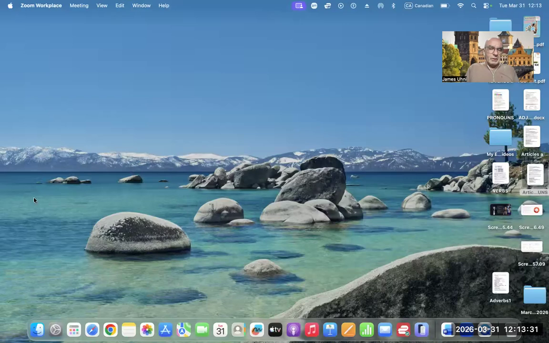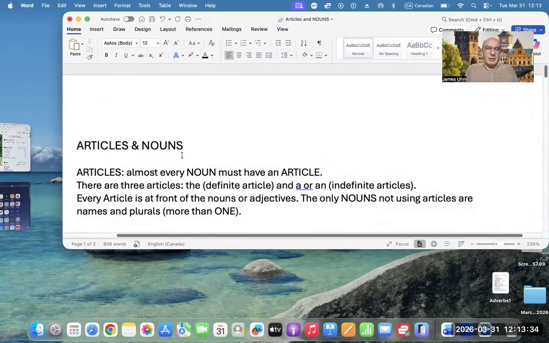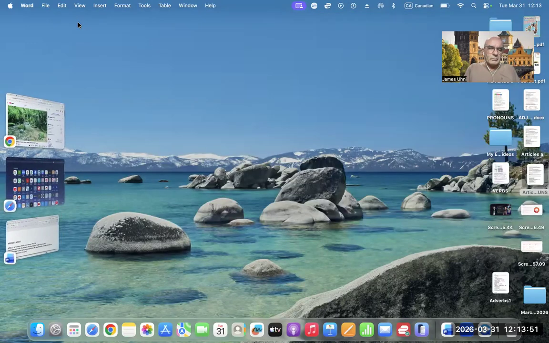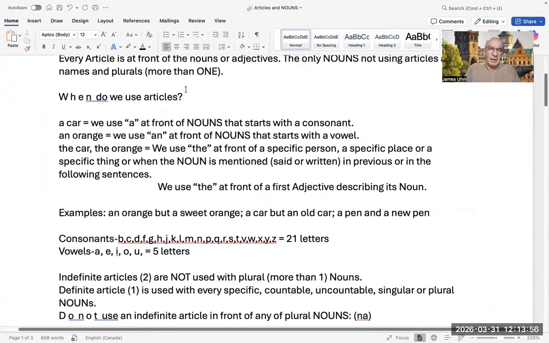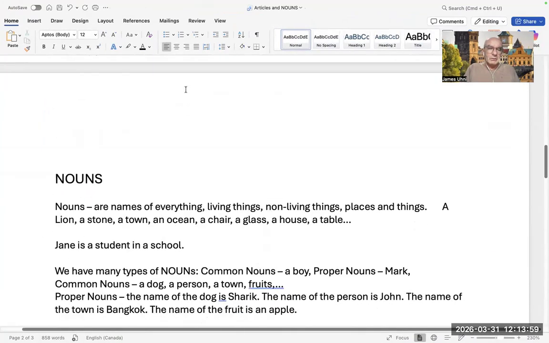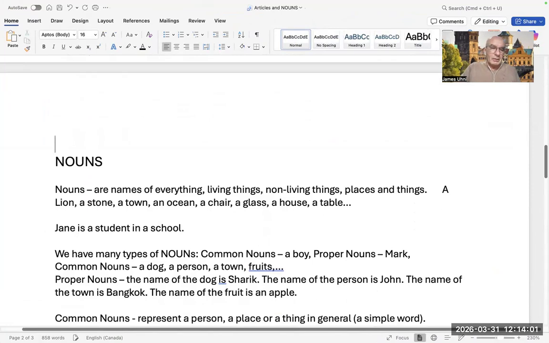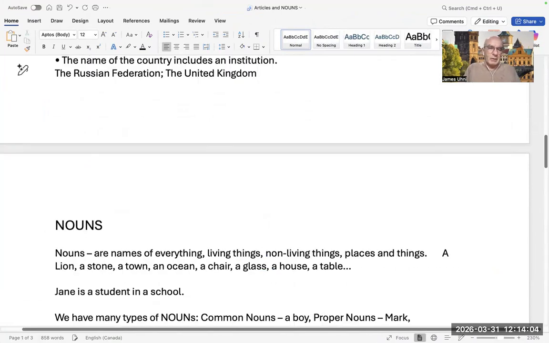Let me share my screen, and today we will talk about articles and nouns. What are articles? They belong to nouns, and to understand what articles are, I will talk first about nouns. So let's go here and let's play with nouns.